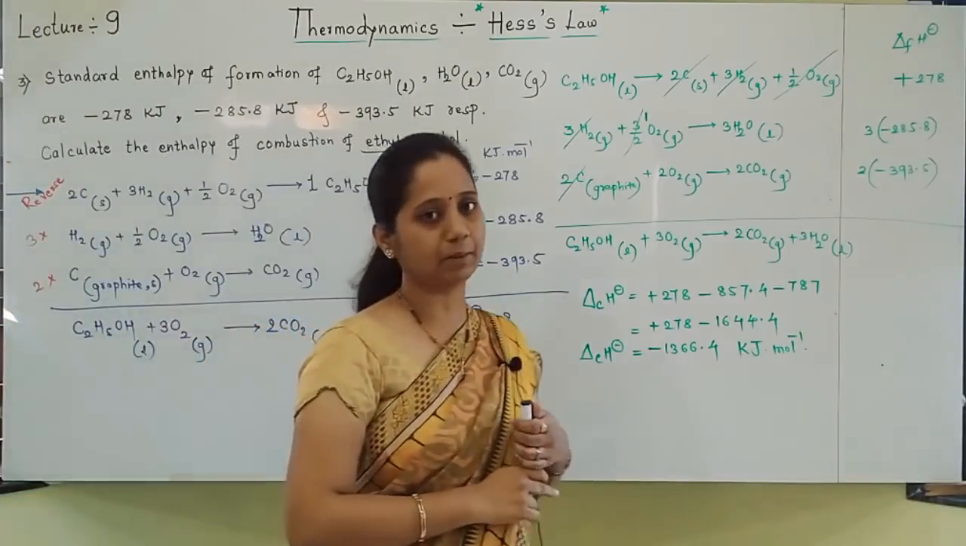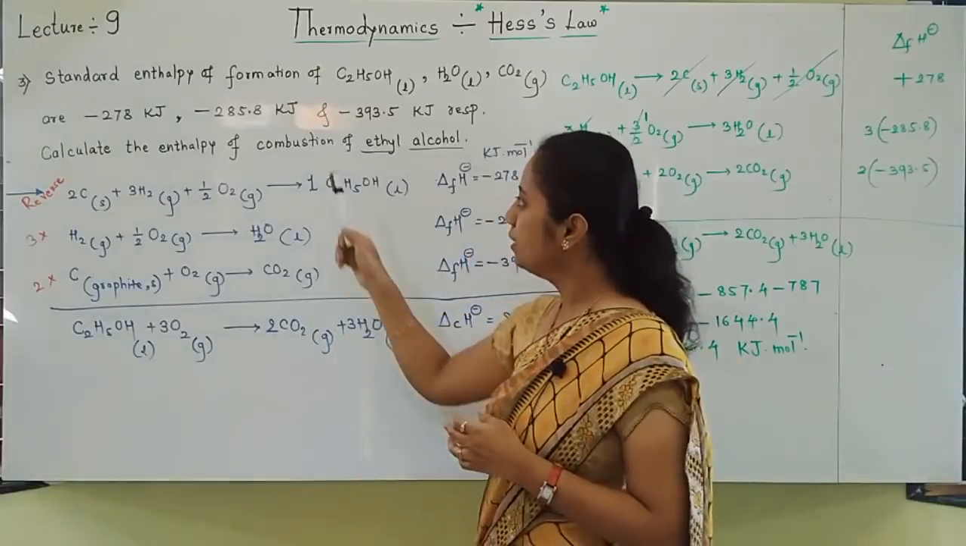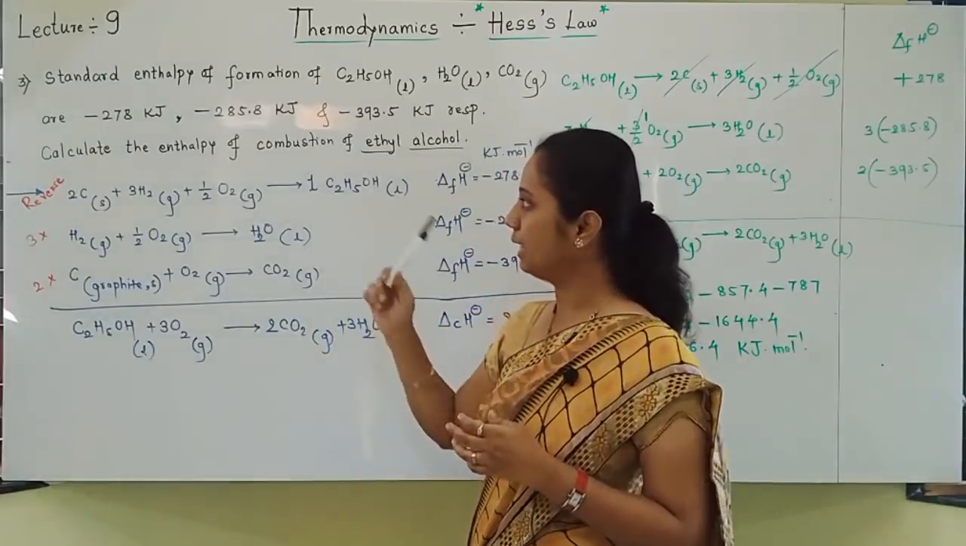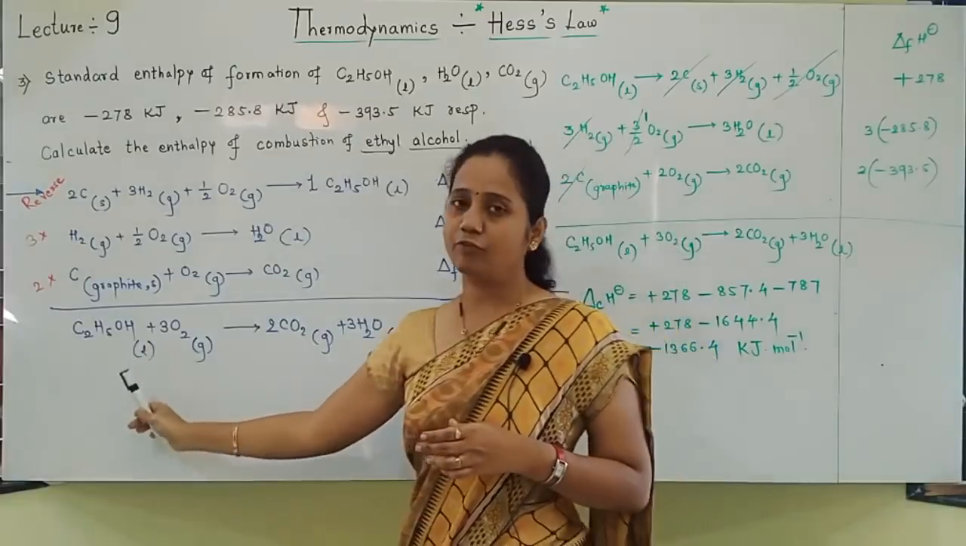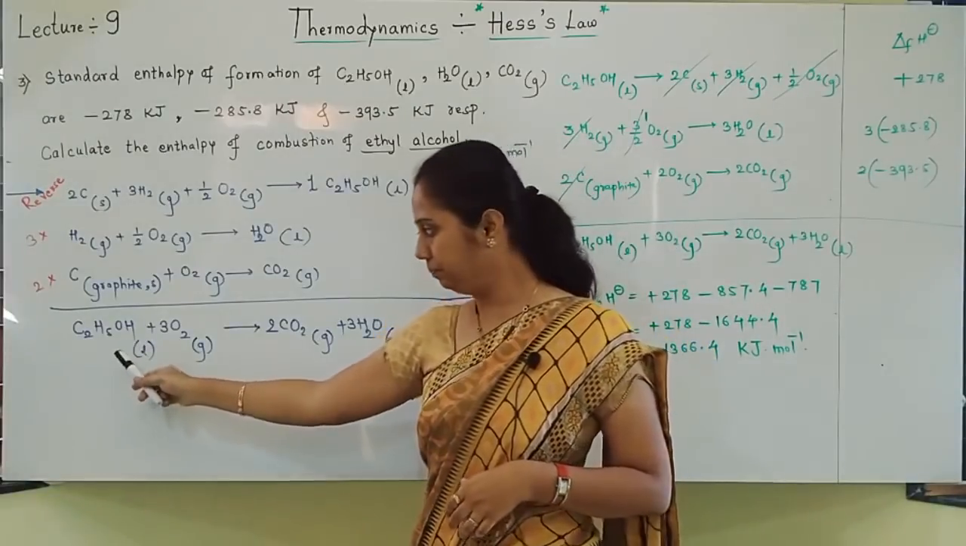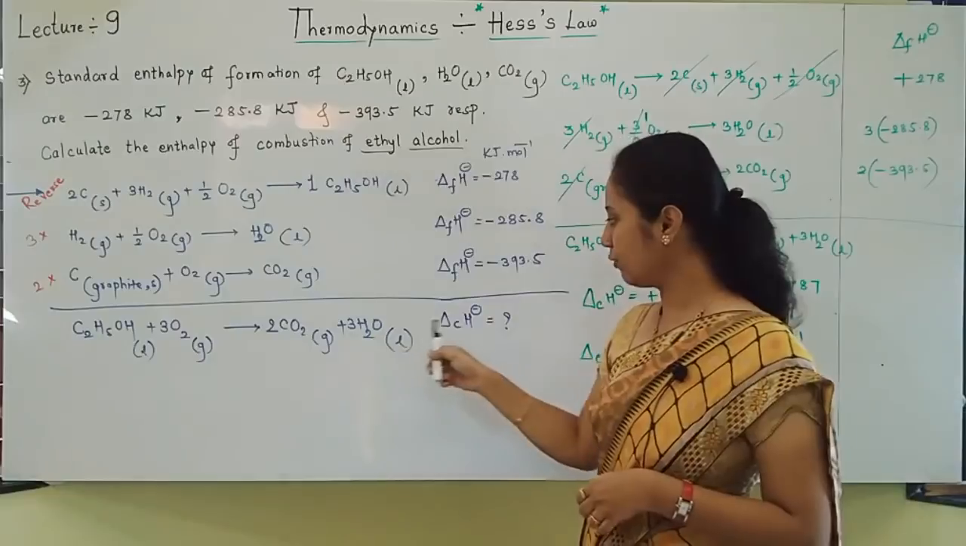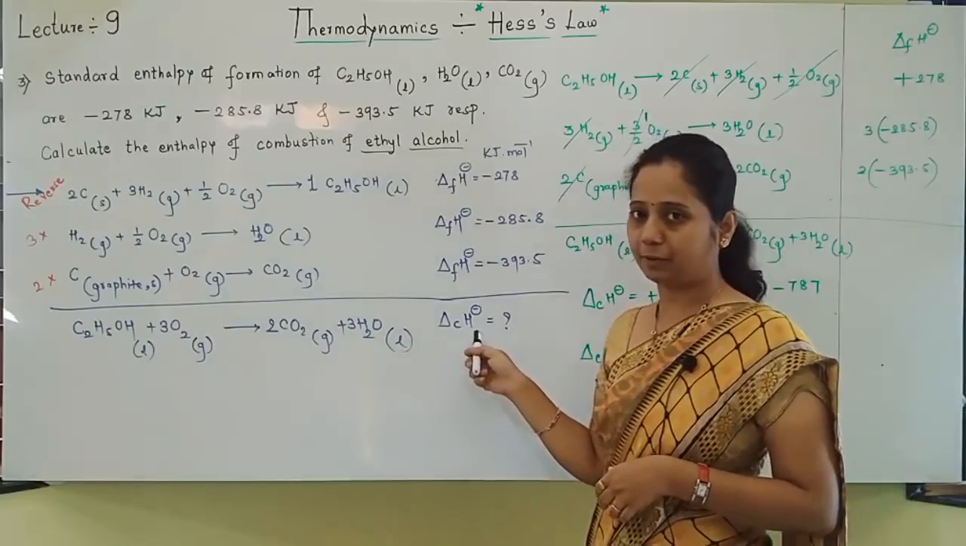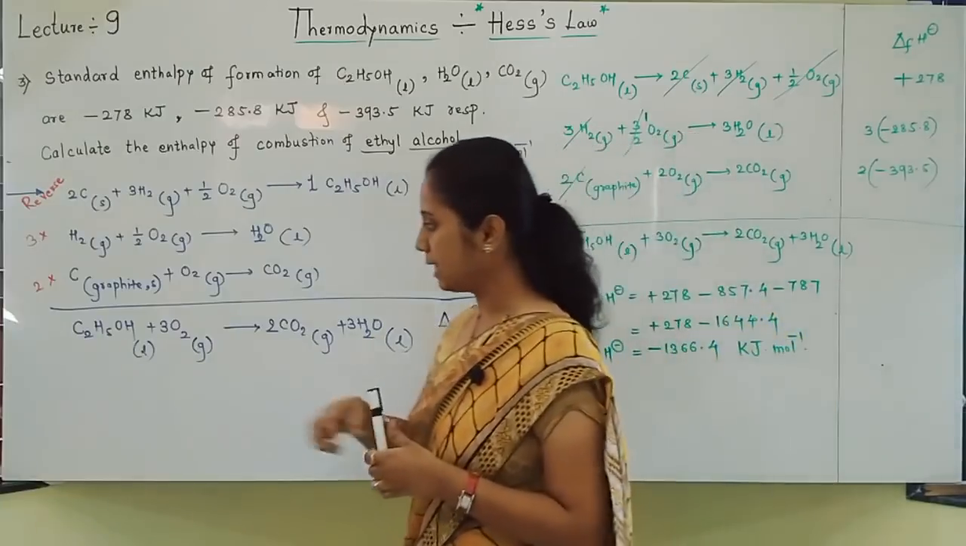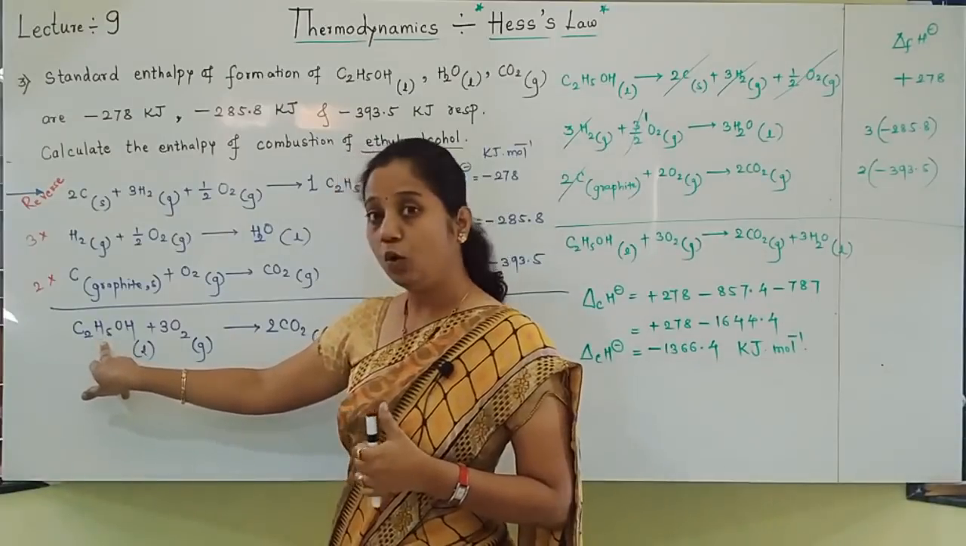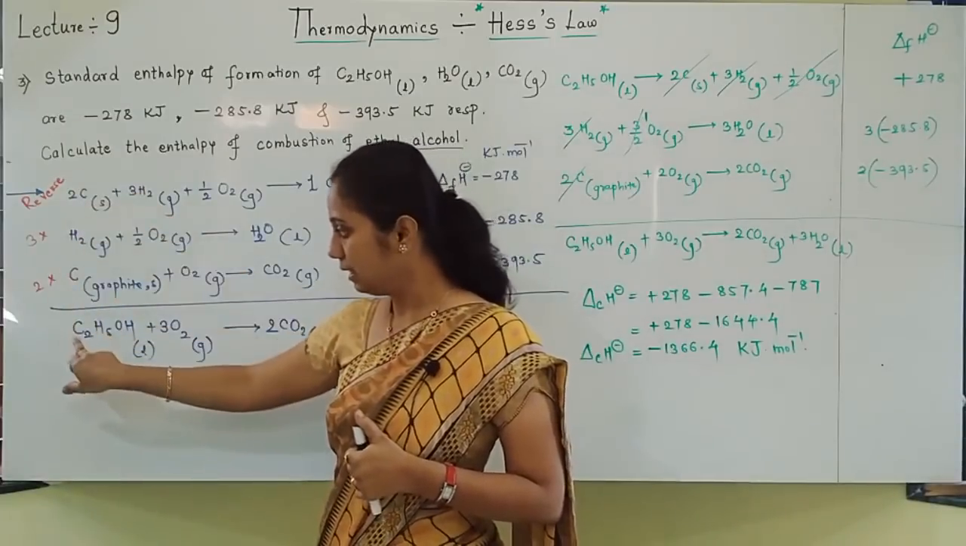Ethyl alcohol is nothing but ethanol. You have to find out the enthalpy of its combustion. So write down the equation for combustion of ethanol. Then you will get this equation, whose combustion value we have to find out. So students, what changes are necessary? See how to do the changes.